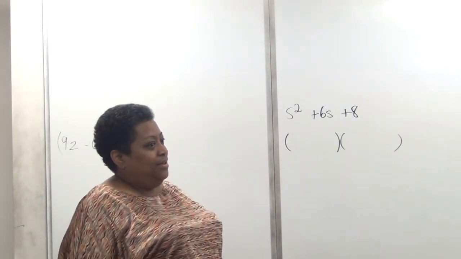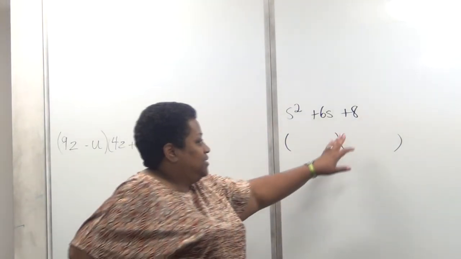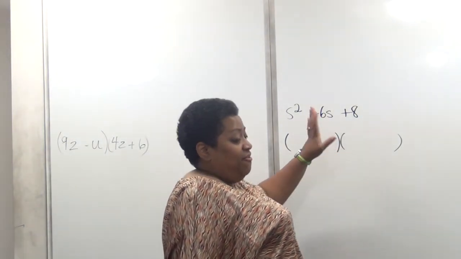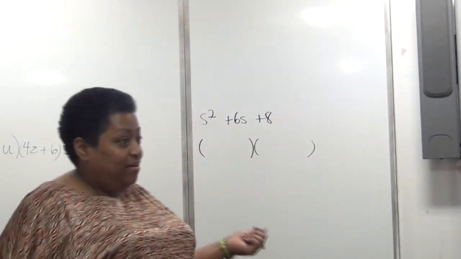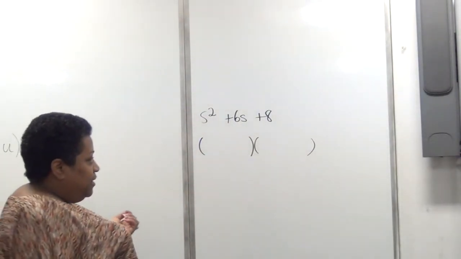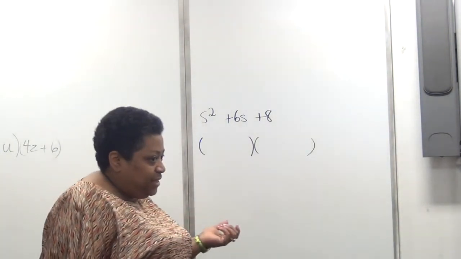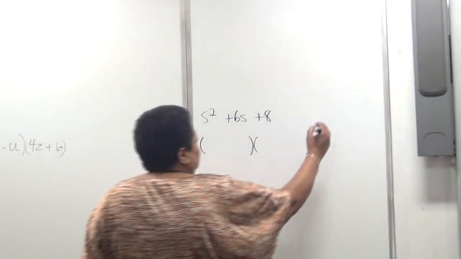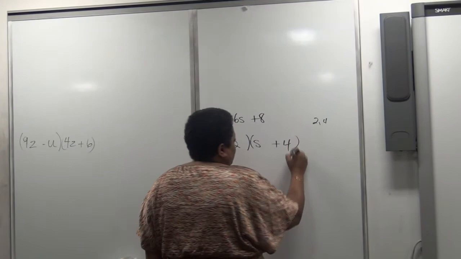Oh, that's why I couldn't get that. So it's always the last number? Yes. Factors of C, whose sum is B. That's in your notes. So the factors of 8 that add to 6 are what? That's it, 2 and 4. So this is S plus 2, S plus 4.